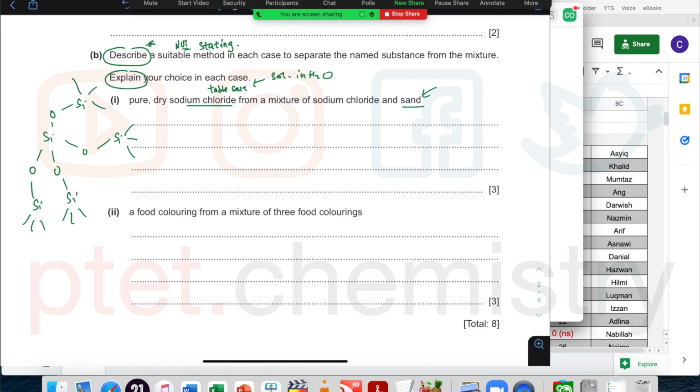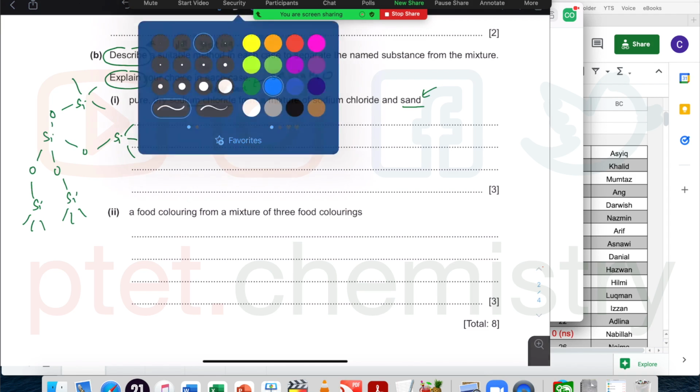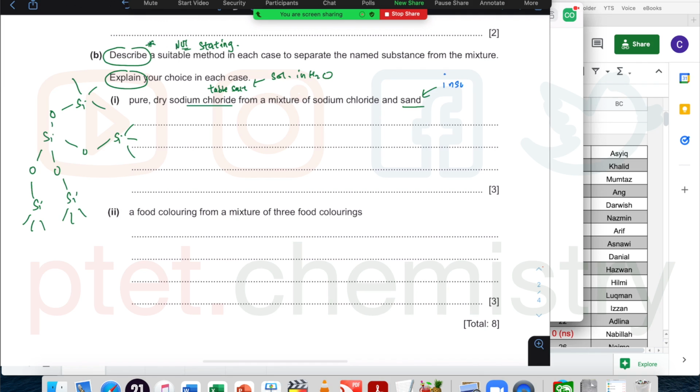Candidate should be able to, all right? So sand is insoluble in water. This is your classic primary school, I'm not kidding you, or lower secondary. You must be able to describe what actually happened. You have a mixture of the solid. So the first thing you do is dissolve it, or add in distilled water.